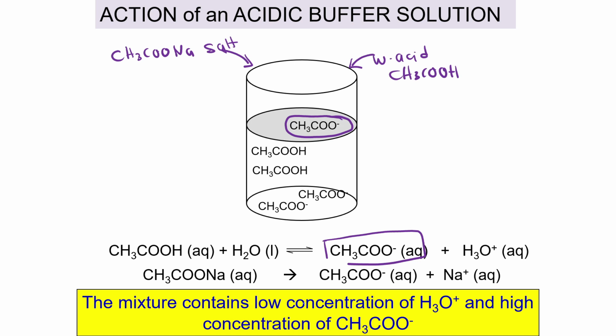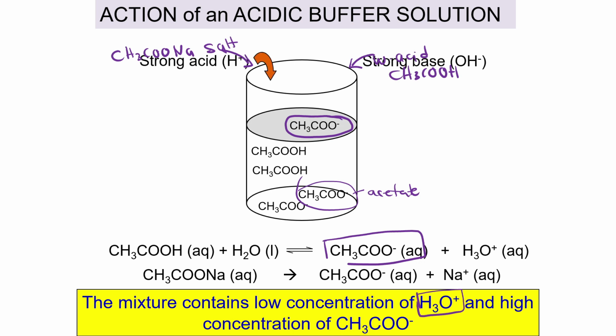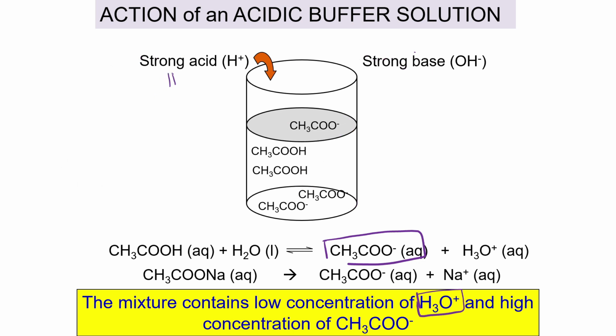So the mixture contain low concentration of H3O+. H3O+ ni sedikit saja kerana dia adalah daripada weak acid, dan high concentration of acetate. Tapi acetate ni tinggi sebab kedua-dua salt dan juga weak acid mengandungi acetate ion. Bila kita masukkan small amount of strong acid, example kita masukkan HCl, HCl dia akan bertindak balas dengan conjugate base. Manakala bila kita masukkan strong base, dia akan bertindak balas dengan weak acid yang ada di dalam buffer solution.